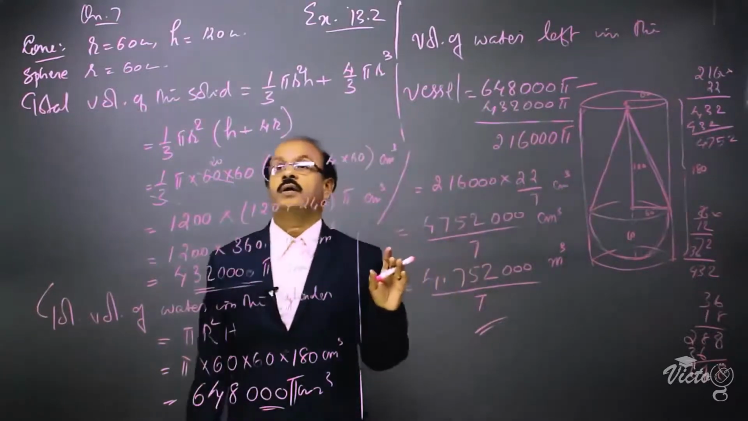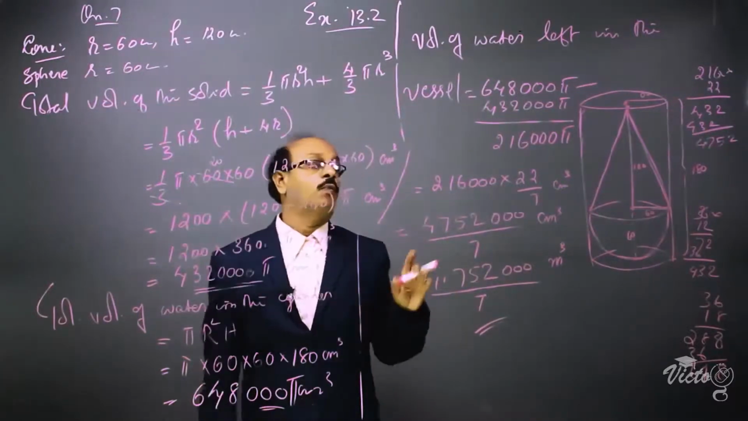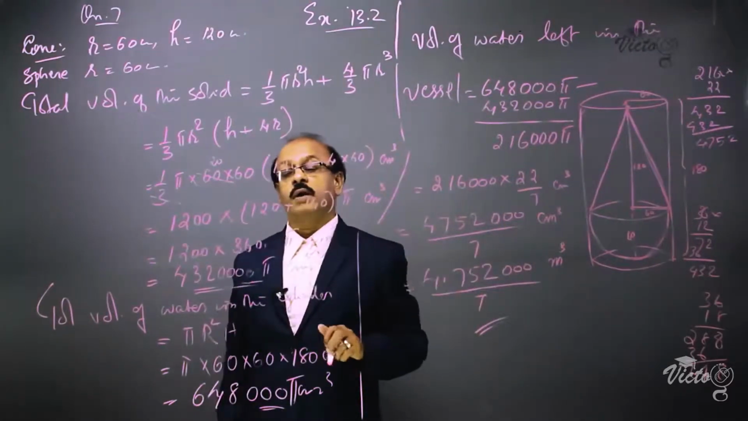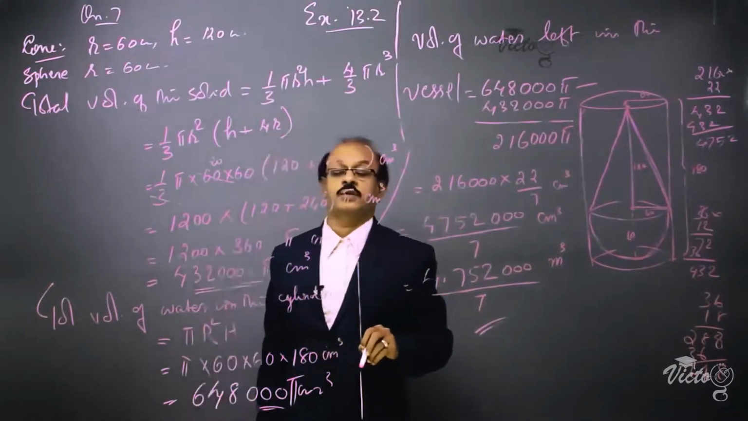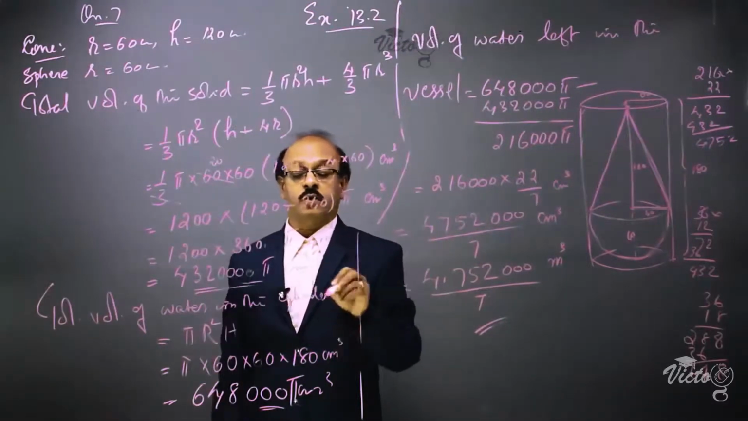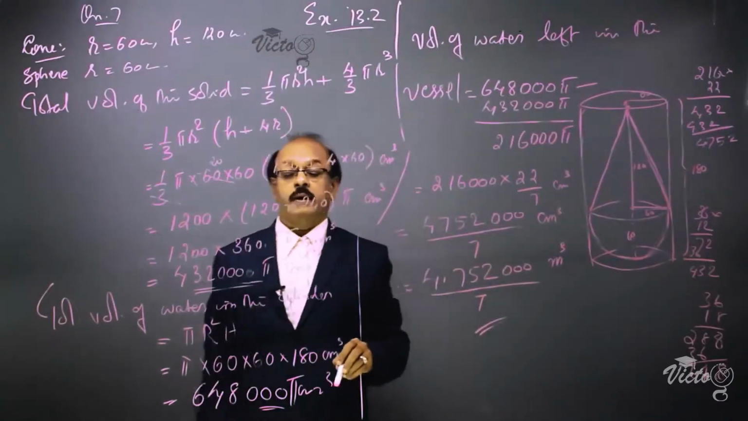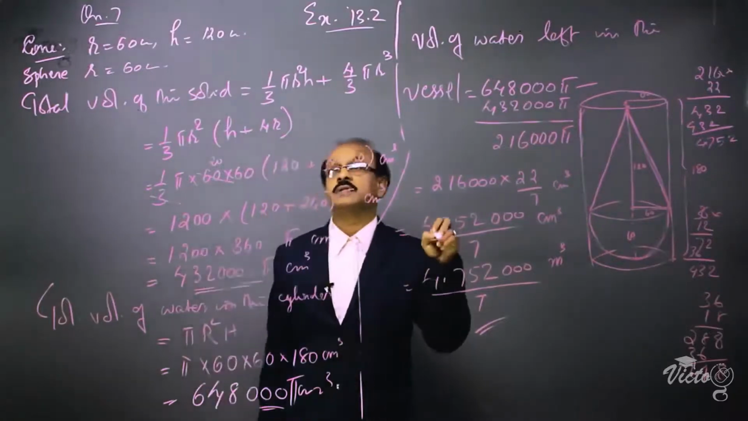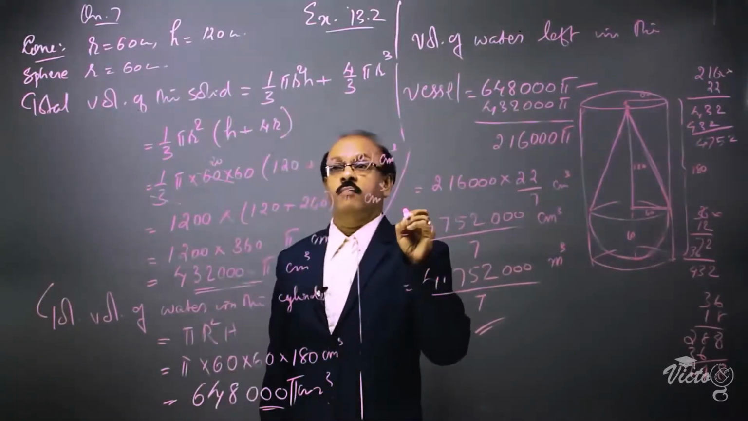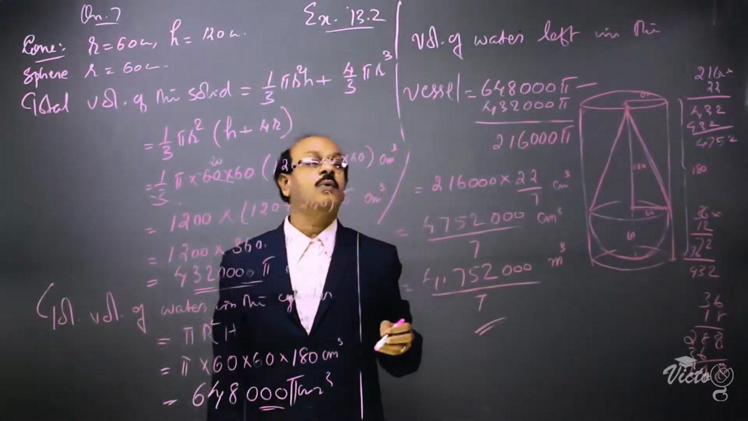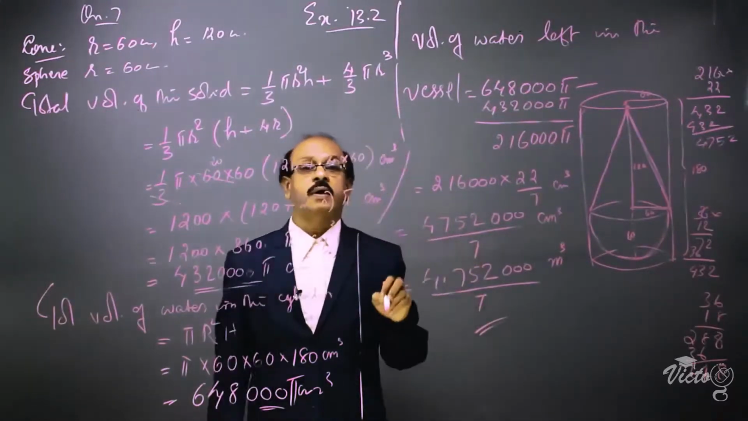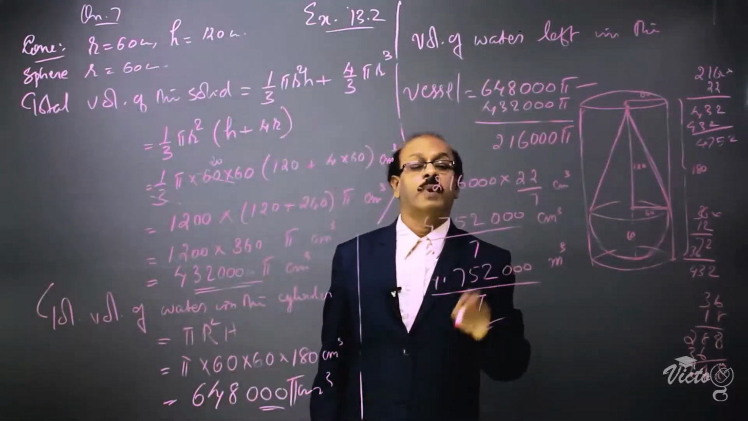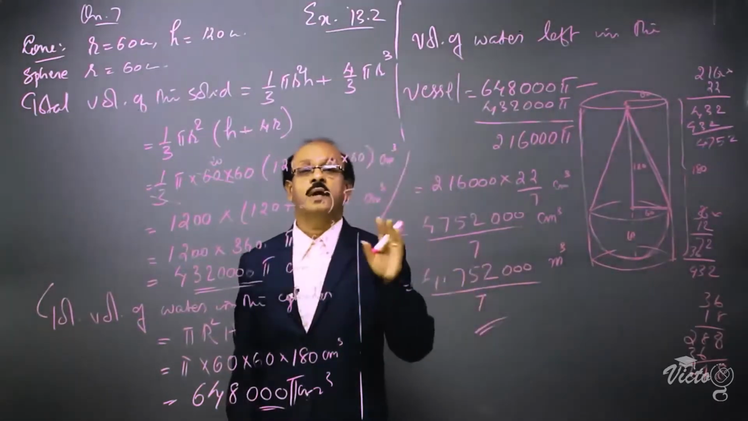So first of all, we are finding the volume of the solid, that is volume of cone plus volume of hemisphere. Then we are finding the total volume of water in the cylinder, that means pi capital R square H, pi into 60 into 60 into 180 centimeter. When we are immersing the solid, volume of water equal to the volume of the solid is overflowing. Now the remaining will be the volume of water left in the vessel. So it is 4.752 by 7 meter cube. Okay.